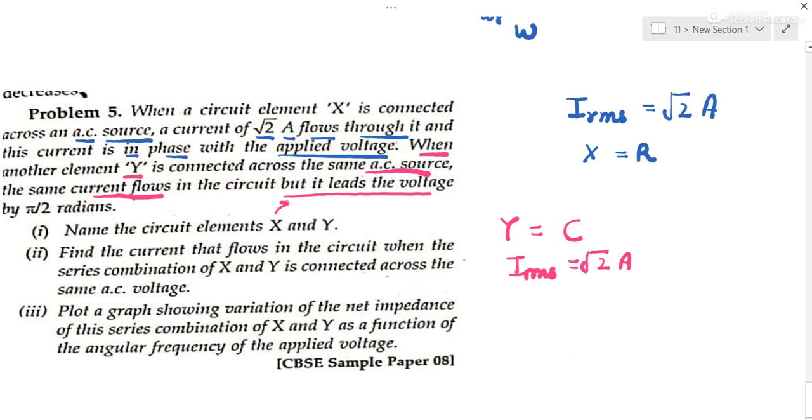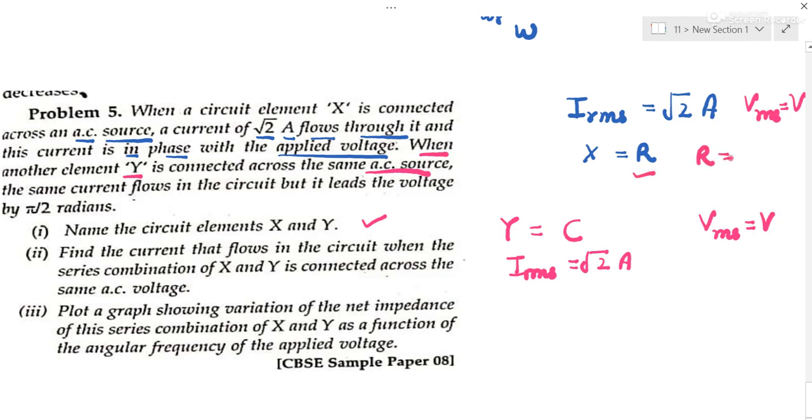Name the circuit elements X and Y. When we were using X, the current was in phase with the voltage, so X is a resistor. And here the current is leading the voltage, so Y is a capacitor. The first part is done. Let us see the second part. The voltage in both cases is the same because they are both connected to the same AC source.